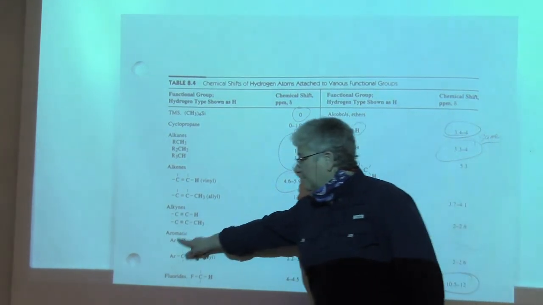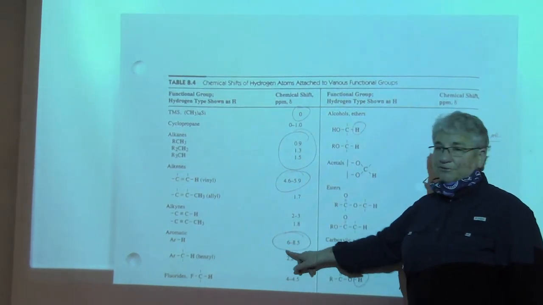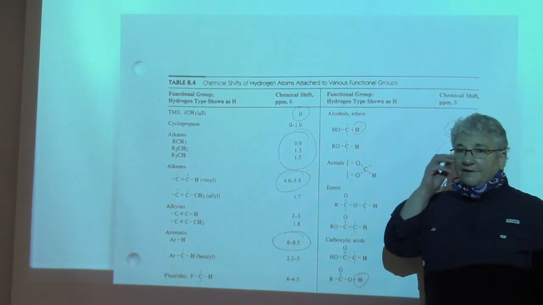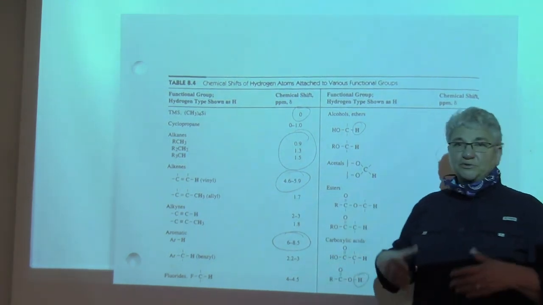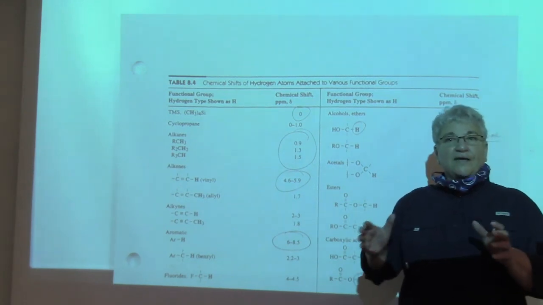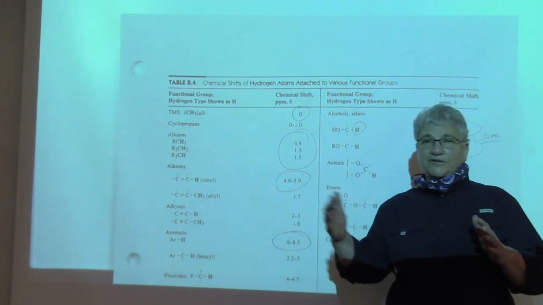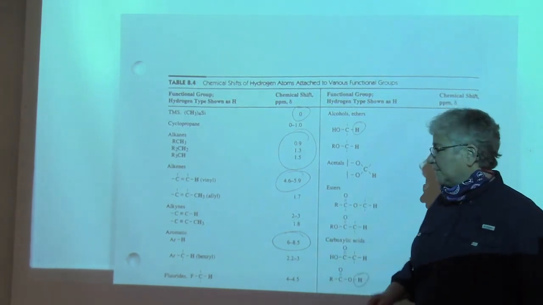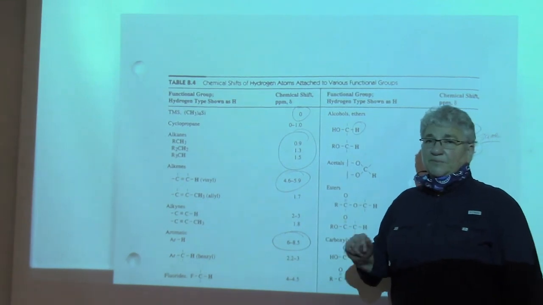Down here you see aromatic, right? So those aromatic hydrogens, this is a pretty wide range, 6 to 8.5. The truth is, usually aromatic protons show up between 7 and 8, right? And again, these are approximate ranges. They can go down to 6, and it can go up to 8.5, but generally speaking, you will see your aromatic hydrogens between 7 and 8 ppm.